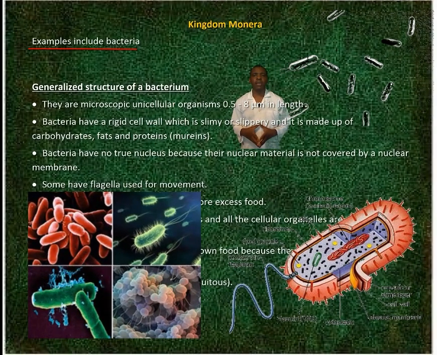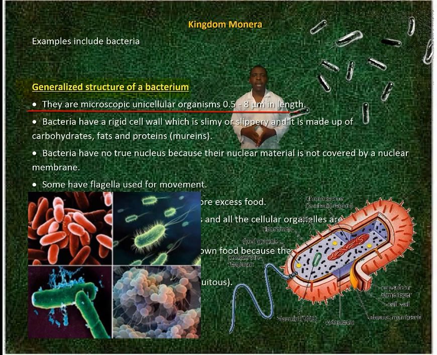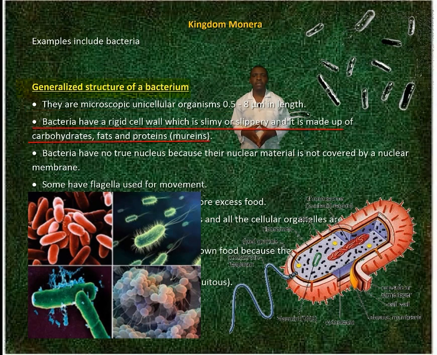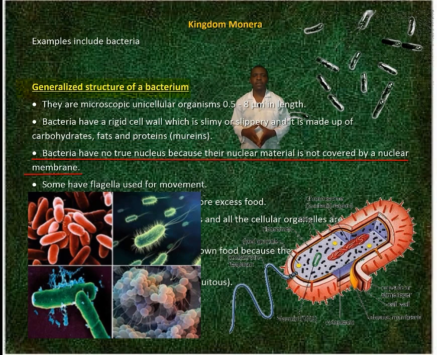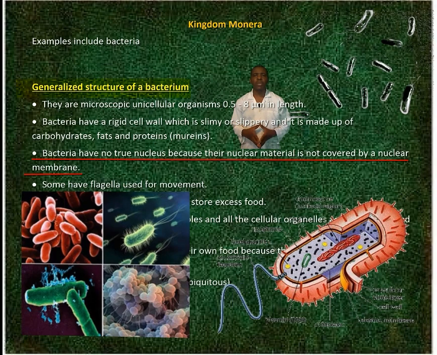Kingdom Monera. Examples include bacteria. Generalized structure of a bacterium. They are microscopic, unicellular organisms measuring 0.5 to 8 micrometers in length. Bacteria have a rigid cell wall which is slimy or slippery, and it is made up of carbohydrates, fats, and proteins. Bacteria have no true nucleus because their nuclear material is not covered by a nuclear membrane.